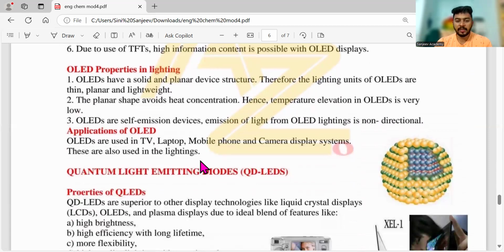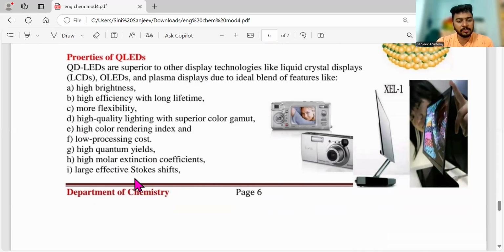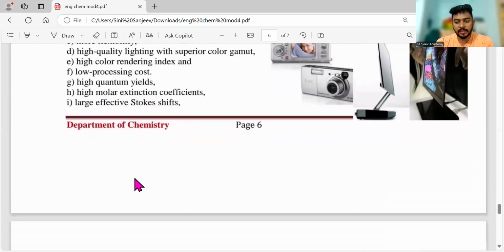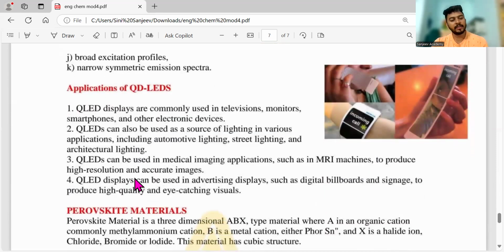Application of LED, we all know: TV, camera, mobile phone. That is LCD, liquid crystal display. And there are some LED TVs and everything. Then quantum light emitting diodes. Quantum light emitting diodes have higher brightness, higher efficiency. All of these same things you can write in the previous one also. No one is going to check it. Application, electronic devices. Anything you can check it with what? Electronic devices.